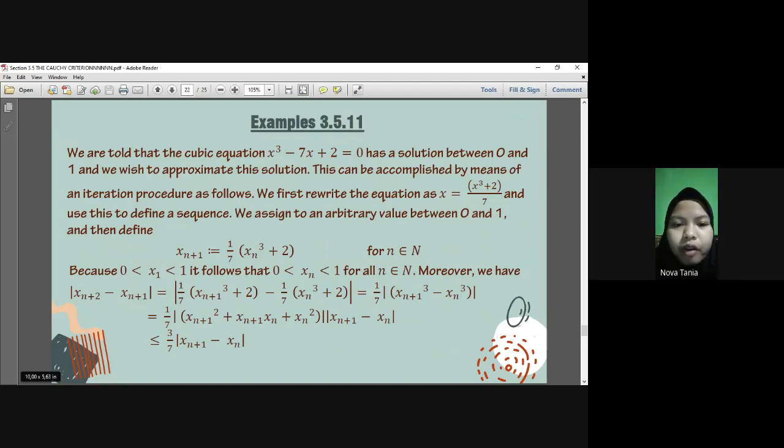Moreover, we have |x_{n+2} − x_{n+1}| = |(1/7)(x_{n+1}^3 + 2) − (1/7)(x_n^3 + 2)| = (1/7)|x_{n+1}^3 − x_n^3| = (1/7)(x_{n+1}^2 + x_{n+1}x_n + x_n^2)|x_{n+1} − x_n| ≤ (3/7)|x_{n+1} − x_n|.